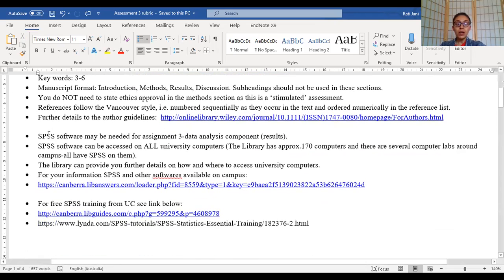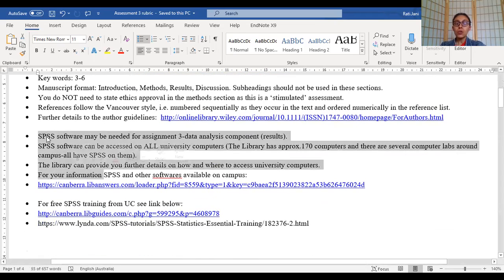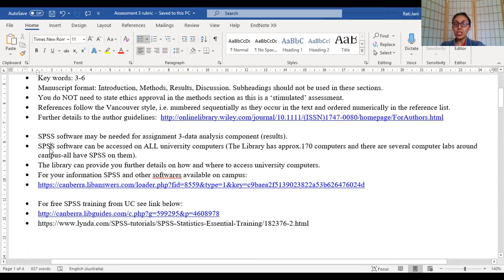Okay, then SPSS software. As I said, for the manuscript, you have a results section. For the results section, you need to do data analysis. Where did you get this data from? You got this data from your assignment 2, where you had completed the pre and post questionnaire. In one of the videos, I will be teaching you how to do the data analysis in SPSS. For this purpose, you will need to have SPSS.